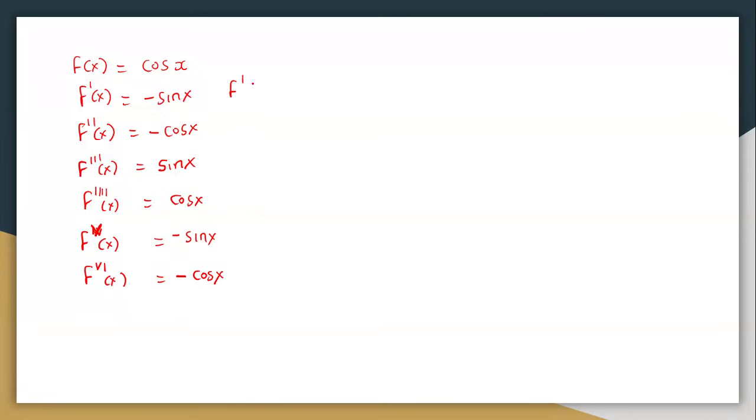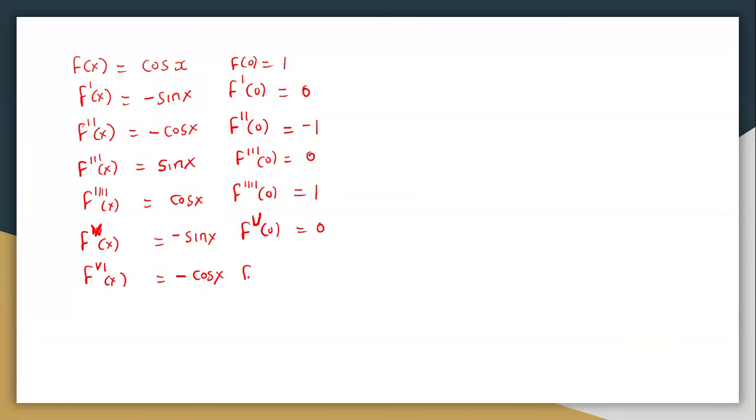Now, what is your f prime of 0? Here, you end up with 0. Here, you end up with a 1. Here, f double prime of 0, you end up with negative 1. F triple prime of 0, you end up with a 0. F fourth derivative of 0, you get a 1. Here, the fifth derivative of 0, you end up with a 0. Here, the sixth derivative of 0, you end up with a negative 1.